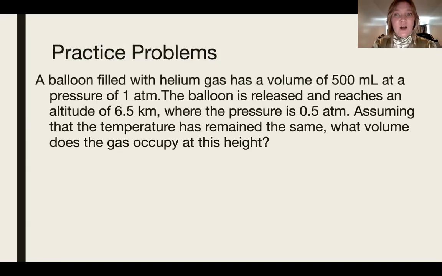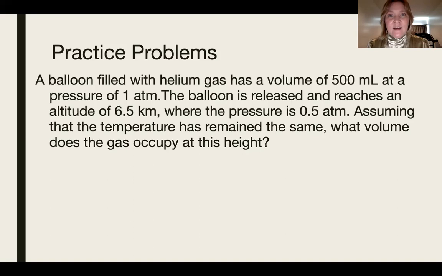All right, so let's do a couple of practice problems. A balloon filled with helium gas has a volume of 500 ml at a pressure of 1 atm. The balloon is released and reaches an altitude of 6.5 kilometers where the pressure is 0.5 atm. Assuming that the temperature has remained the same, what volume does the gas occupy at this height?